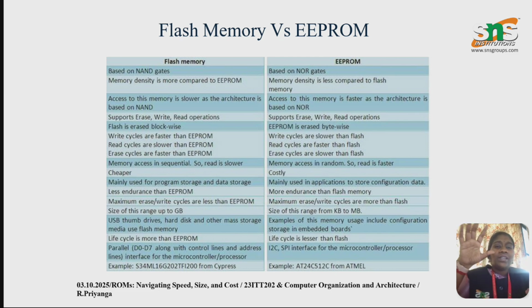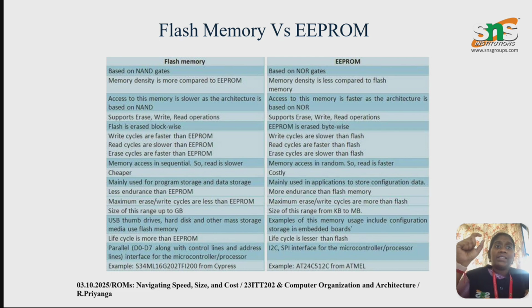First, shortly I tell: flash is based on NAND gates. Speed: write is faster than EEPROM, read is slower than EEPROM, erase is faster. Access type is sequential access. It is cheaper, used for program storage and data storage, like USB drives, SSDs, memory cards, mobile storage. Endurance is less and life cycle is more than EEPROM. Capacity is in gigabytes. The interface is a parallel interface, D0 to D7 and control lines.